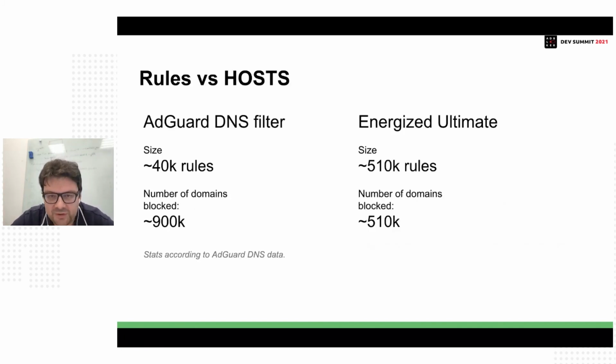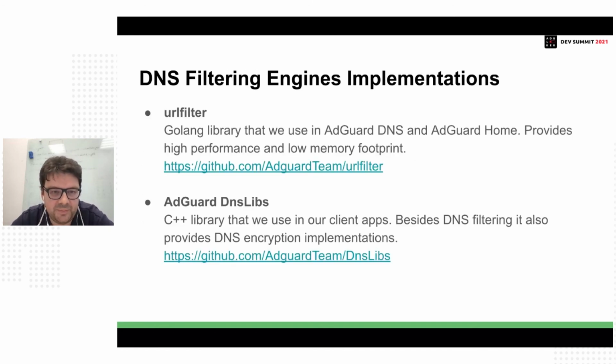And just to demonstrate the difference, on the left side, we have stats for Adguard DNS filters. This is what we use by default. It has like 40,000 rules, and daily, it blocks about 900,000 domains. And on the right side, we have an old style host file, Energized Ultimate, which consists of 500,000 domains, and it blocks 500,000 domains. So despite the size, it performs worse than Adguard DNS filter.